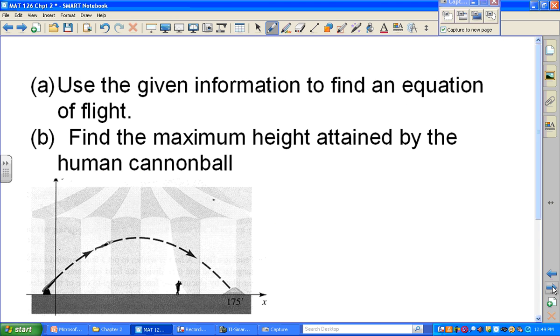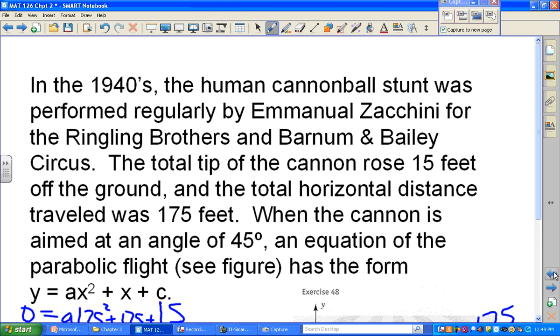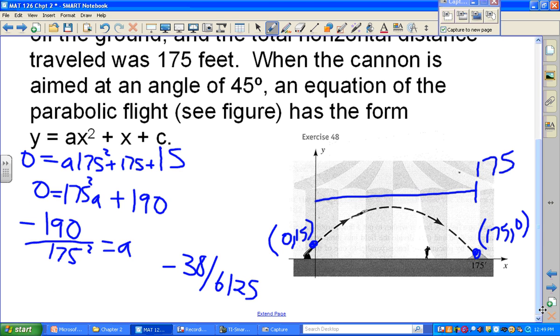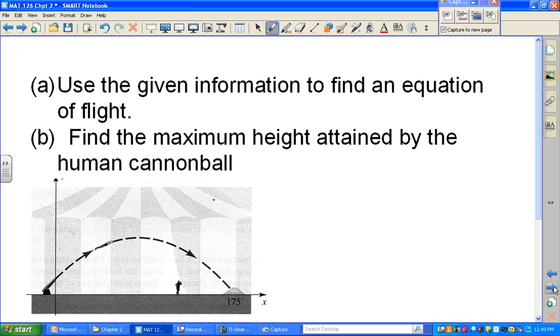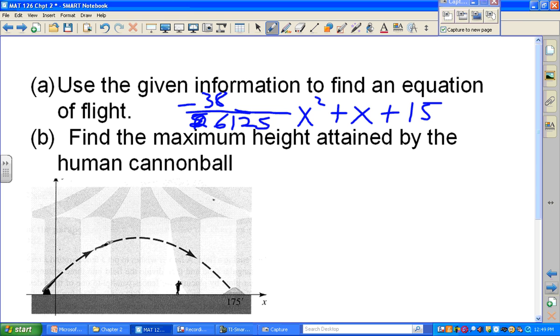Well, that wasn't bad. You put in one point and found C. You put another point in and found A. And you have a calculator to do the rest. All right. Our equation was negative what? 38 over 6,125 x squared plus x plus 15. That equals y of x, I guess.